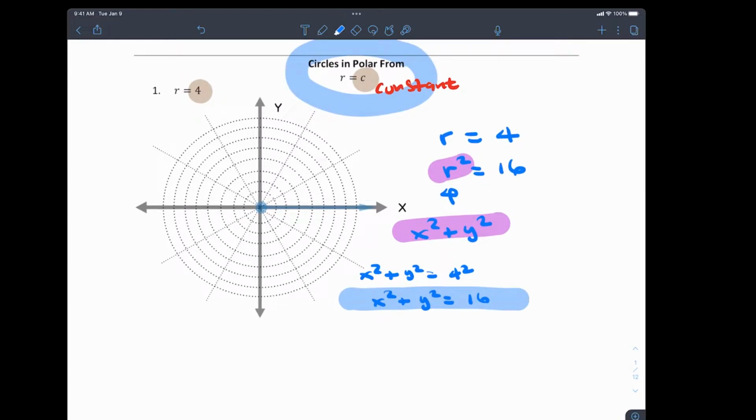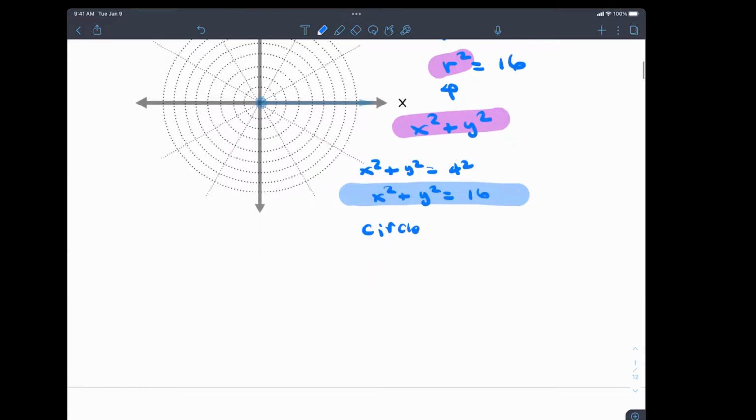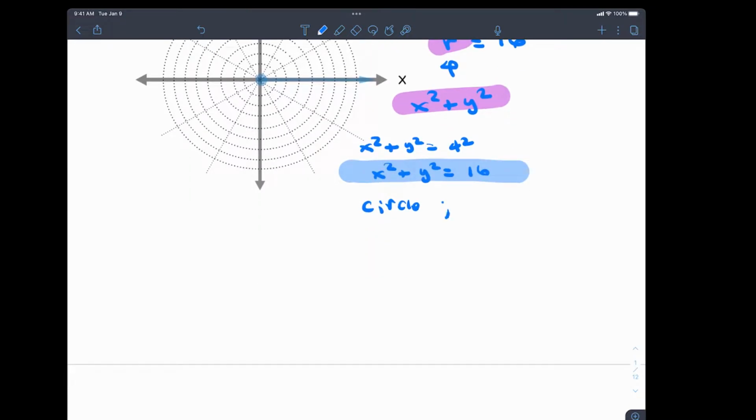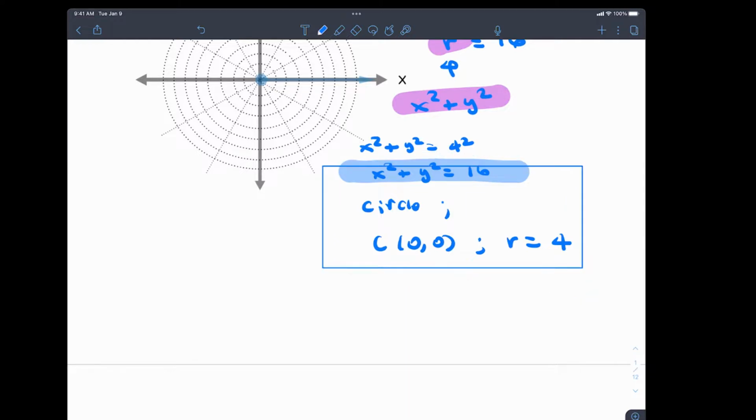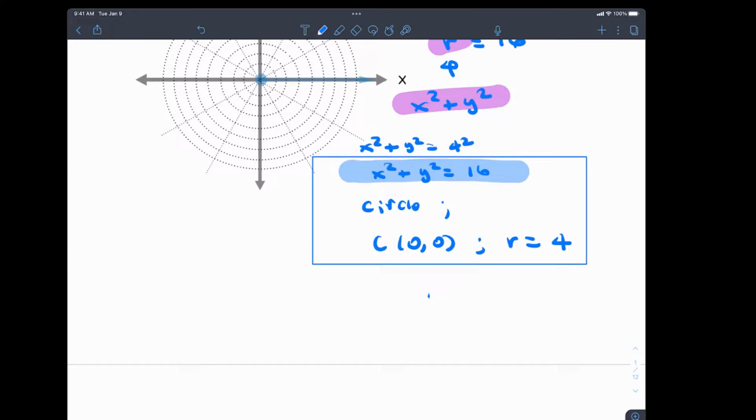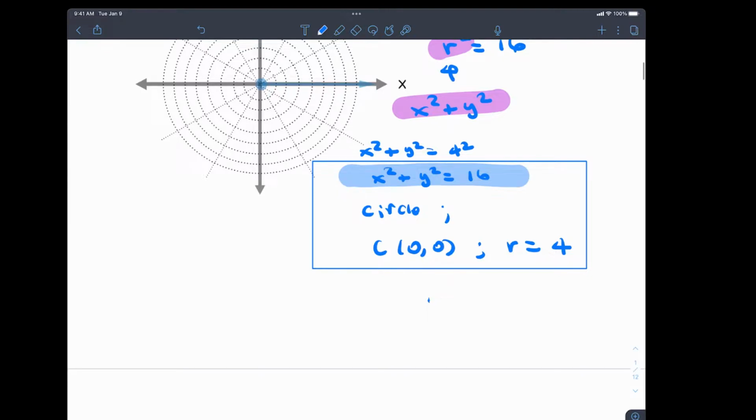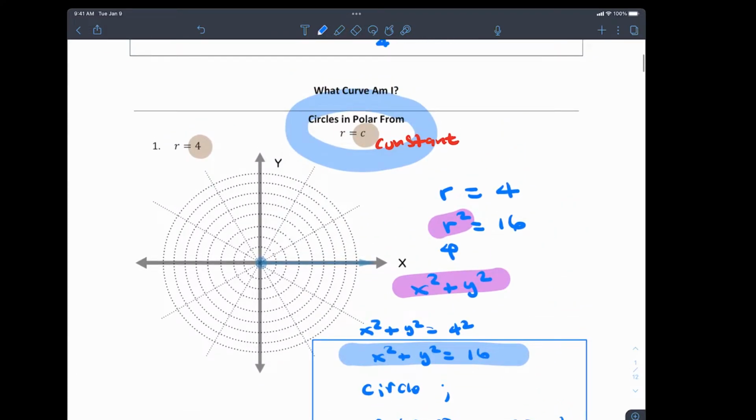What curve is this? Do you guys know? This is a what? It's a circle. Centered where? The center is at the origin, and the radius is 4. So this is just an example, but if you ever see r being a what? Constant, you know the radius is 1, 2, 3, 4.